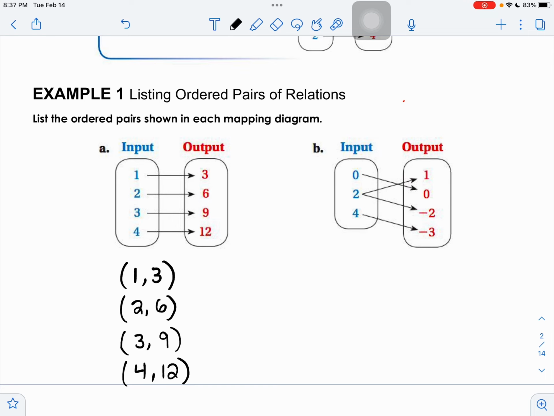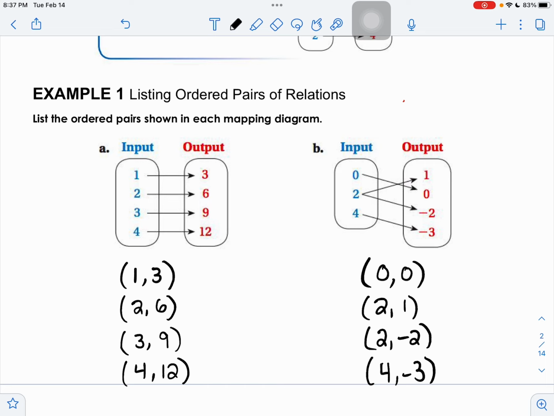For the second one, make sure you're following these arrows. 0 is paired with 0. 2 is paired with 1. And then you'll see 2 is also paired with -2. And then 4 is paired with -3. So those would be your ordered pairs from the mapping diagram.